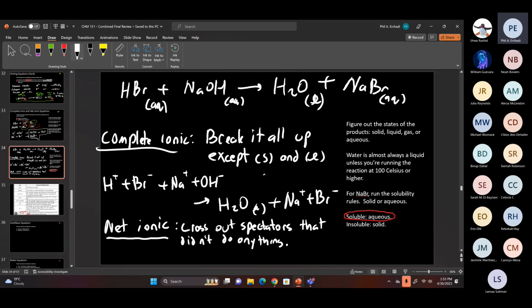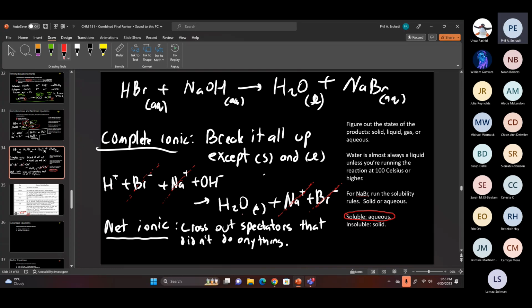So you might notice that Br negative is on the left, and the same thing is over here on the right, and it's not part of a new compound. So that Br and that Br, to get to the net ionic, we cross them out. Na is the same thing. That Na gets crossed out. That Na gets crossed out. So those are spectators also. We cross them out. And now we have H plus and OH minus remaining.